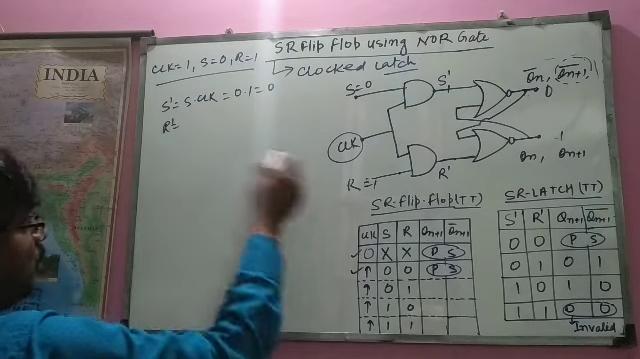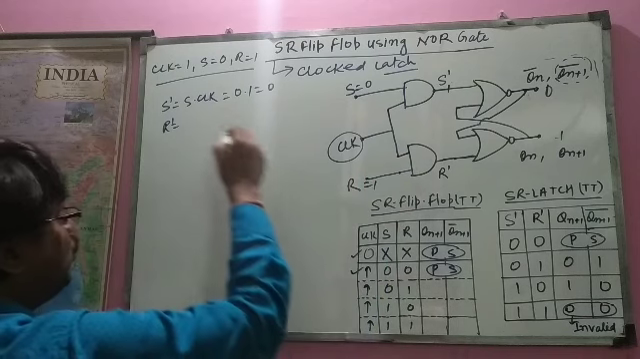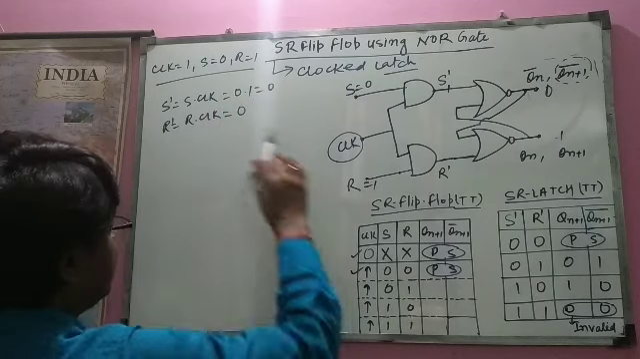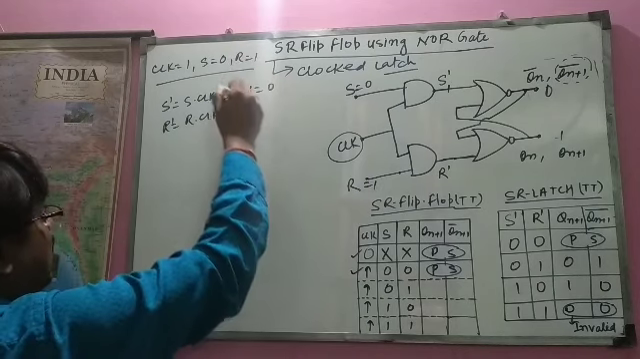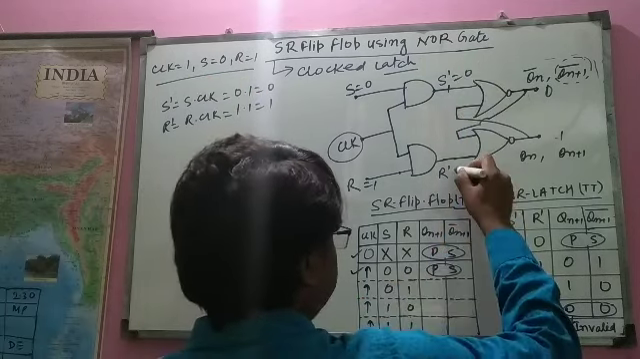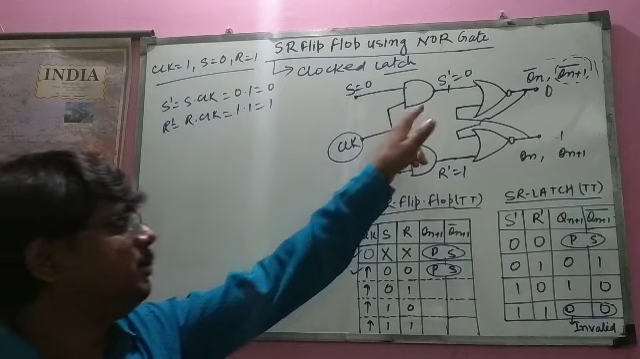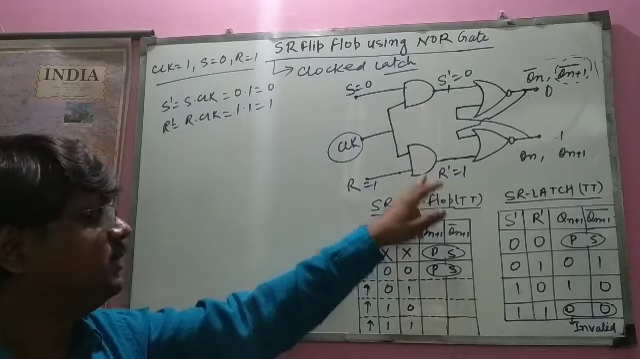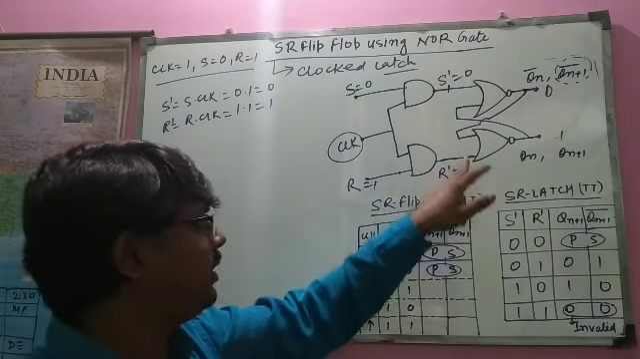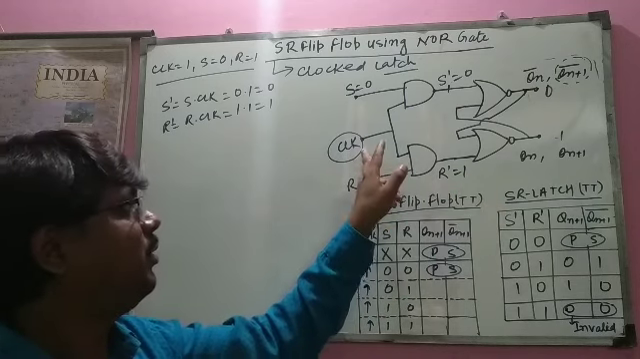R dash is the function of this and this one, so R into clock. What is R? R is 1, and what is clock? Clock is 1, so it will be 1. So it will be 0 and it will be 1. So very simple. In this case, since this is simply an AND gate, whatever the input is here, that is going to here when this clock is 1.